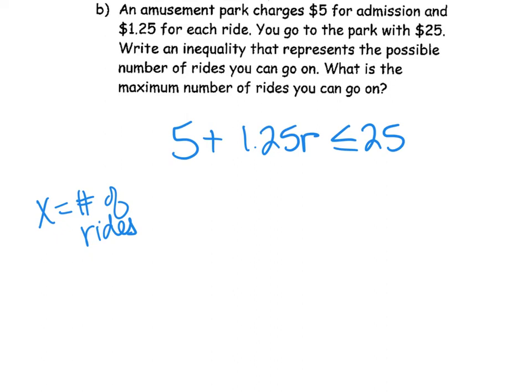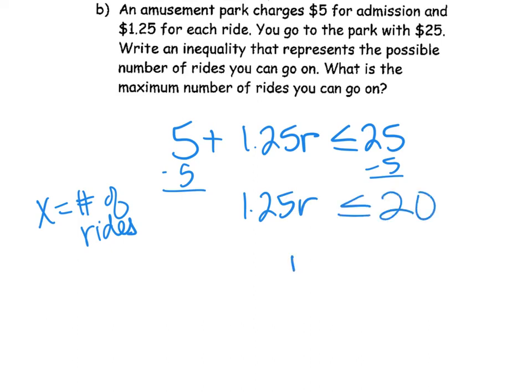All right. What'd you do first? He subtracted 5 from both sides. How many times did $1.25 go into 20? 16. What does 16 mean? So, sad news, you can go and ride your 16 rides and have the best time, but you won't be able to buy any water or any food. You're just going to ride rides the whole time.